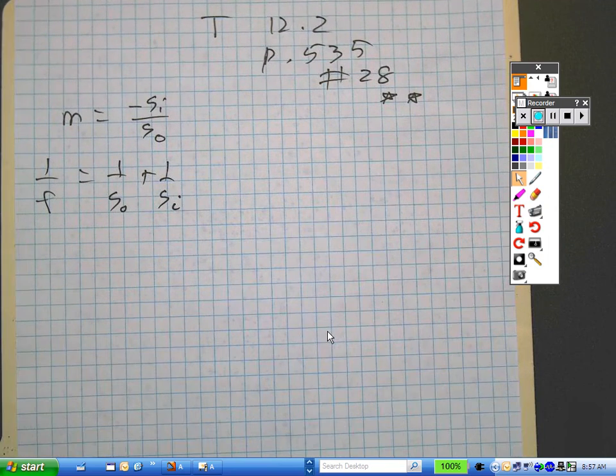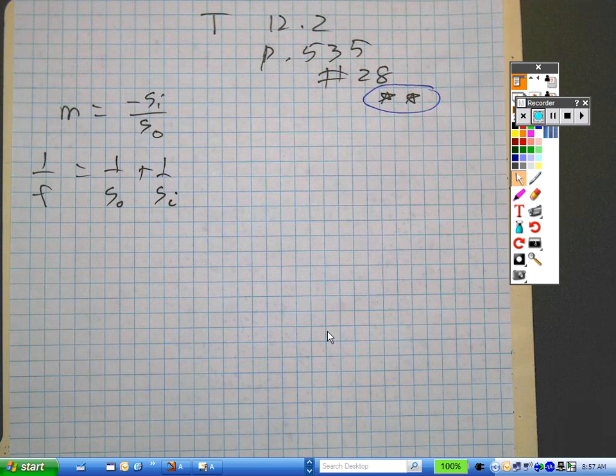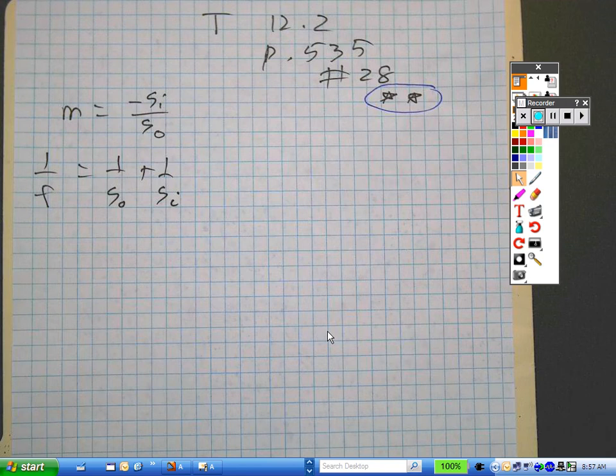Now, as you look at this, it's a double star problem. And as you've seen, because it's a double star problem, I think you need my help on this one. If you don't, I'm really impressed. So a couple things I'll do to get you started on this one.